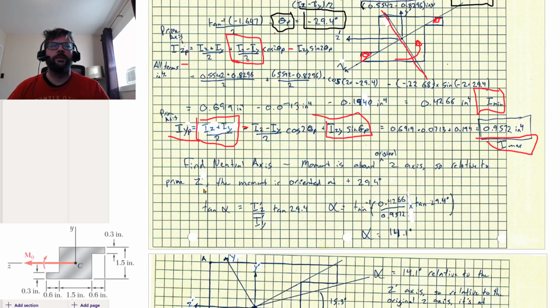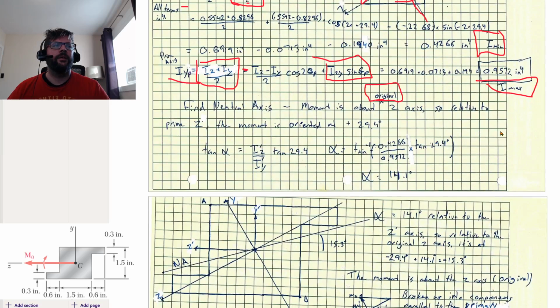So we want to find the neutral axis. The moment we're applying was about the original z-axis, so we need to figure out what it is relative to the prime z-axis. We've got the prime z-axis here, and the moment that was going on there is a positive rotation of 29.4 degrees.